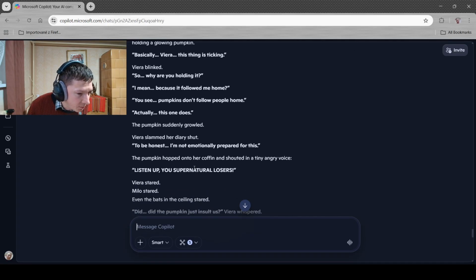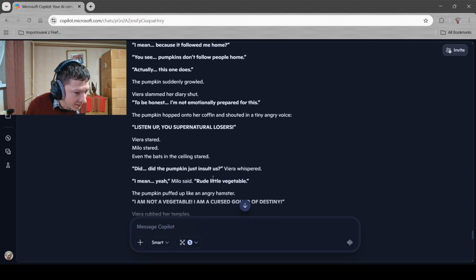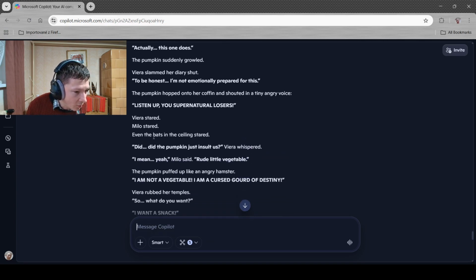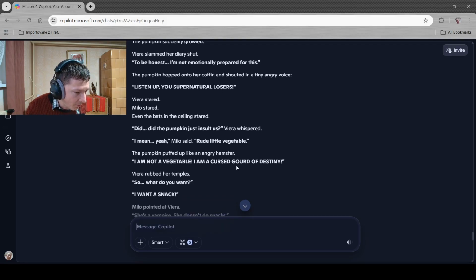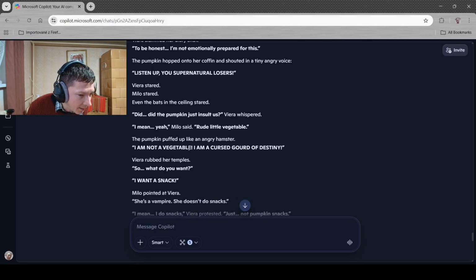The pumpkin hopped onto her coffin and shouted in a tiny, angry voice. "Listen up, you supernatural losers!" Vera stared. Milo stared. Even the bats in the ceiling stared. "Did the pumpkin just insult us?" Vera whispered. "I mean, yeah," Milo said. "Rude little vegetable." The pumpkin puffed up like an angry hamster. "I am not a vegetable. I am a cursed guard of destiny." Vera rubbed her temples. "So, what do you want?"